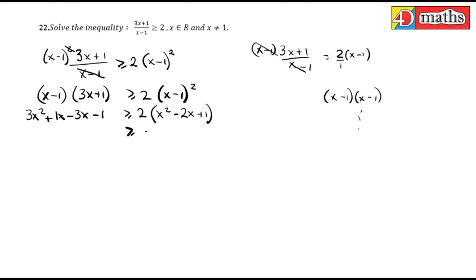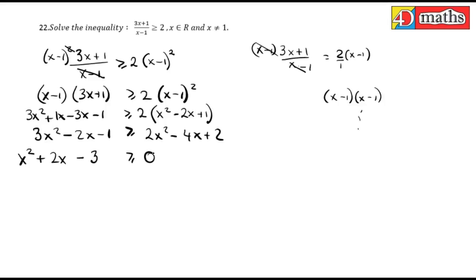Then you need to multiply out the bracket, so you get 2x squared minus 4x plus 2, and this side will be 3x squared minus 2x minus 1. So I'm going to just organize the quadratic. I'm going to bring the 2x squared over here, so that will become x squared. The minus 4x becomes plus 4x, so that becomes plus 2x. The plus 2 comes over with the minus 1 and becomes minus 3. So now we have a quadratic greater than or equal to 0.